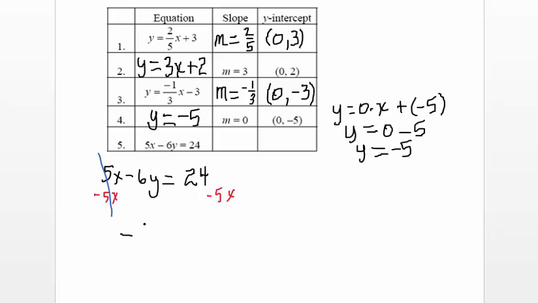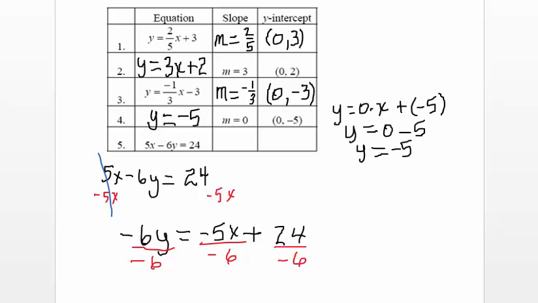So I have negative 6y equals negative 5x plus 24. And now I'm going to divide every term by negative 6 in order to isolate y. So the equation becomes y equals, so negative 5x over negative 6 is 5/6 x. That double negative turns into a positive. Positive 24 divided by negative 6 is negative 4.